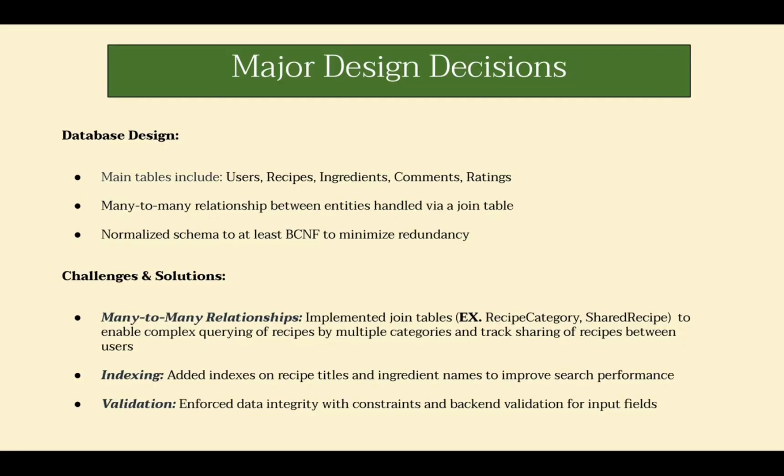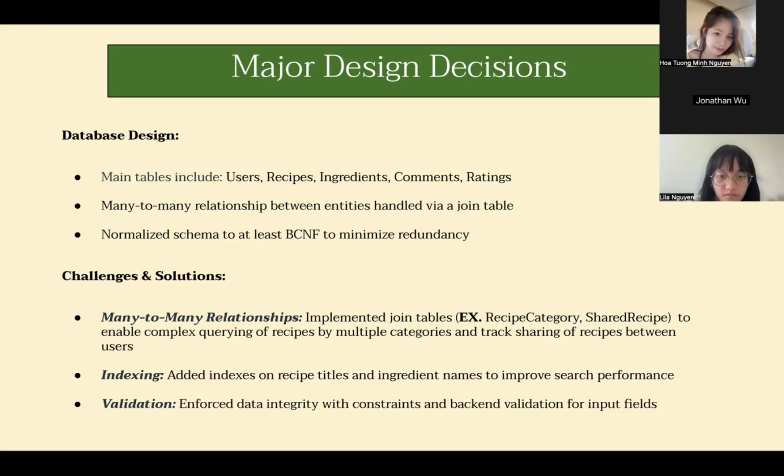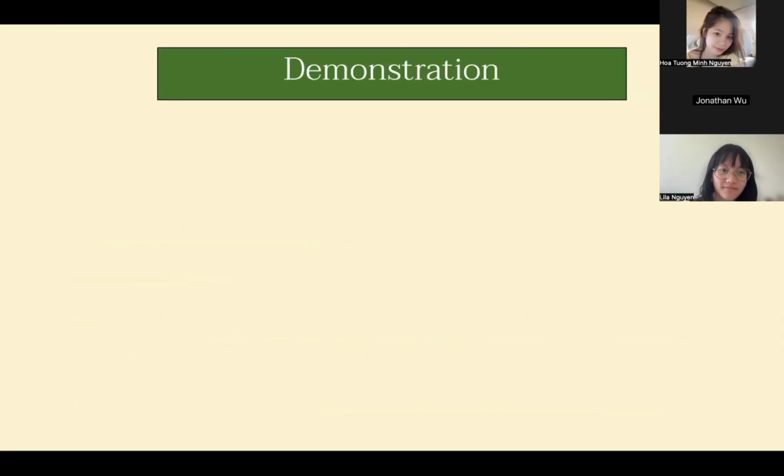Some challenges that we faced involved recipe categories and shared recipes, and we used these join tables to enable complex querying for recipes and tracking recipes between users. We also utilized indexing to improve search performance, as well as validation to enforce data integrity with constraints on the backend and front end for some of these input fields. And then now we'll move on to our demonstration.